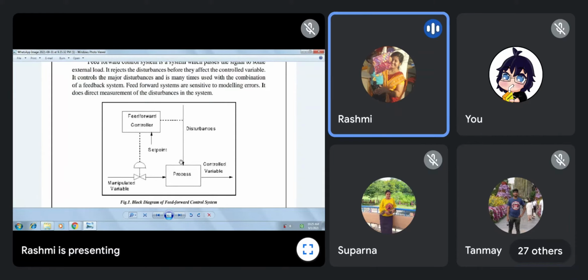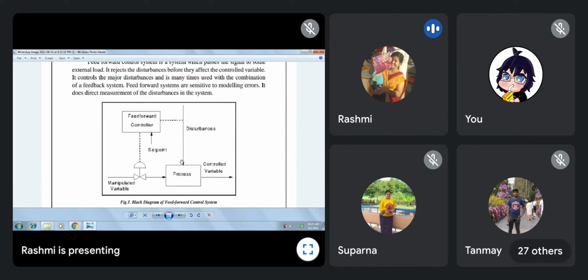Disturbance: suppose you are given any type of disturbance, any signal, any sinusoidal signal, or any ramp input or step input you can give. Whenever you are designing the circuit, you will see the changes. Whenever you are giving a sinusoidal signal, what is the disturbance, how is it going to affect your feedforward control system, and what is the output we are getting?